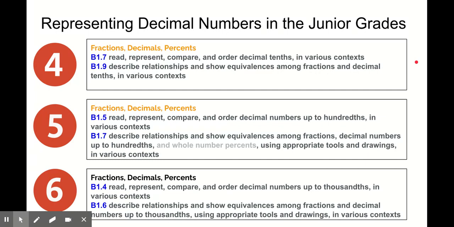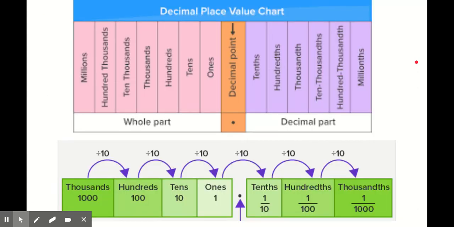All junior grades read, represent, compare, and order decimals: grade 4 to tenths, grade 5 to hundredths, and grade 6 to thousandths.